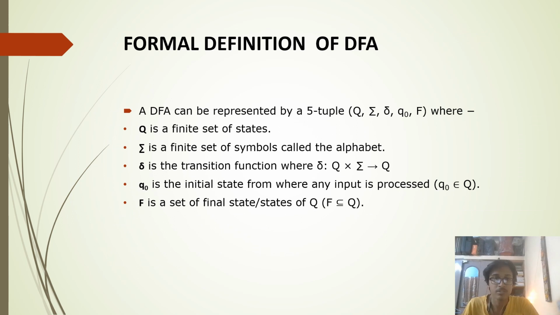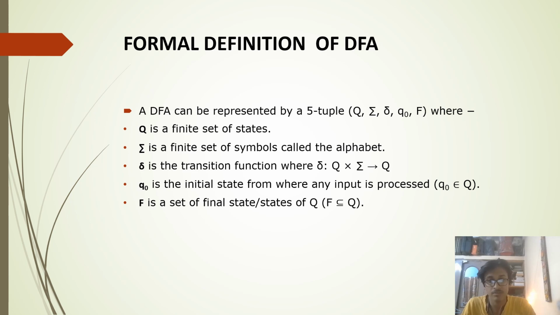What is the formal definition of DFA? A DFA can be represented by a 5-tuple: Q, sigma, delta, Q0 and F. Q is a finite set of states, so Q0, Q1, Q3, these are all the finite set of states. Sigma is called the alphabet. These are a set of symbols like 0, 1, 2, or A, B, C, anything. Delta is the transition function, and Q0 is the initial state.